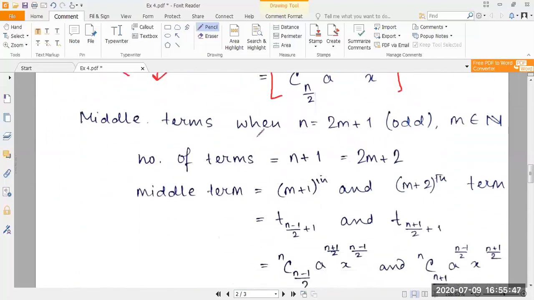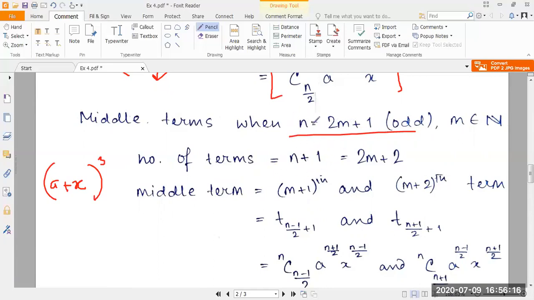Now let us consider an example when n equal to 2m plus 1, which is an odd number. So we can take into consideration (a plus x) whole cube. So in this case, the exponent is 3, which is an odd number. So again, since the exponent is 3, the number of terms will be 4. As we have, if the exponent is n, then the number of terms will be n plus 1.